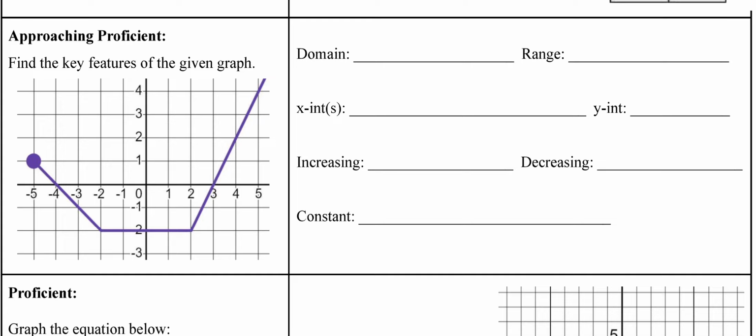This video is about piecewise functions. This is the approaching proficient level. A piecewise function is a function that's composed of different functions. You might think of it like a Frankenstein function. It's just different pieces put together.